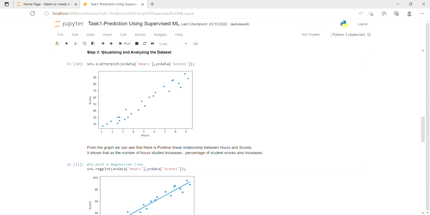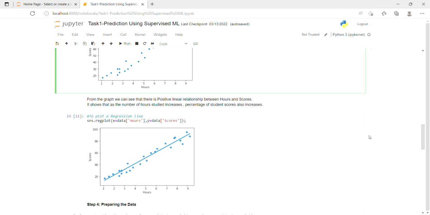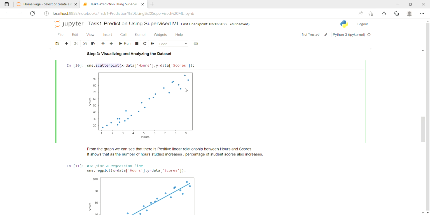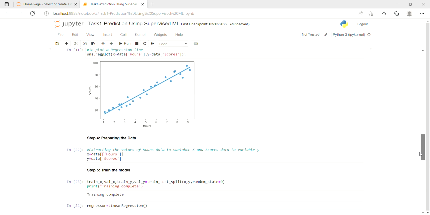The next step is visualizing. In visualizing, we have used a scatter plot and we have plotted the data set. From the scatter plot, we can understand that there is a positive linear relationship between the number of hours studied and the scores obtained, which means as the number of hours studied increases, the scores also increase. And we draw a regression line for the scatter plot.